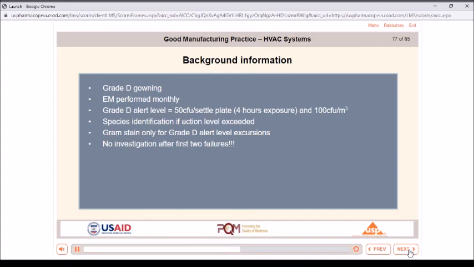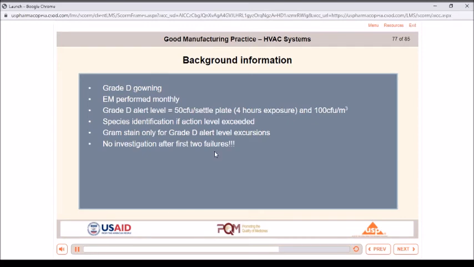There was no routine trending of data, and the alert limits were not based on historical data as required, even at that time, by the EU PICS Annex 1. This was the first clear non-compliance with the regulatory requirements in operation at the time of the event.